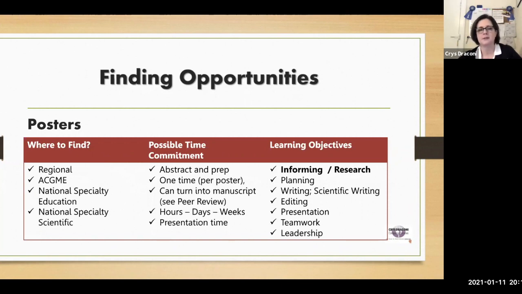And of course, presentation time. Usually at these meetings for the posters, there's a one or couple hour commitment, one time, during which you have to stand next to the poster. It's really not even a presentation. They call it poster presentation, but it's really not. You're standing by your poster, and as people stop by, you need to be ready to talk to them about it. That's the presentation. So learning objectives are informational, research, planning, writing, possibly scientific writing.